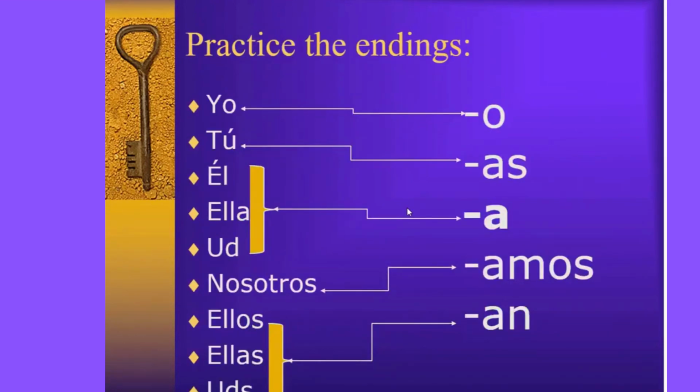Okay, so let's try to memorize the endings. For yo is o, for tú is as, él, ella, usted, a, nosotros, amos, ellos, ellas, ustedes, an. So if you know how to match them, all you have to do is memorize o, as, a, amos, an. And then after you memorize it, make sure you know how to match them. So you go o, when do I use o? Just for yo. As, just for tú. A, I have three options, él, ella, usted. Amos, nosotros or nosotras. An, ellos, ellas or ustedes.